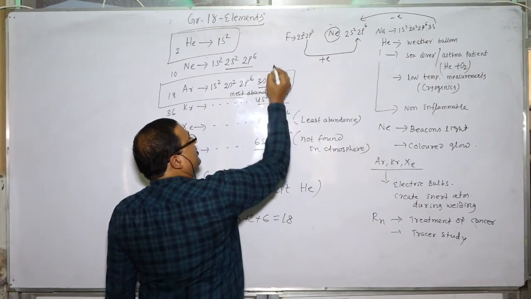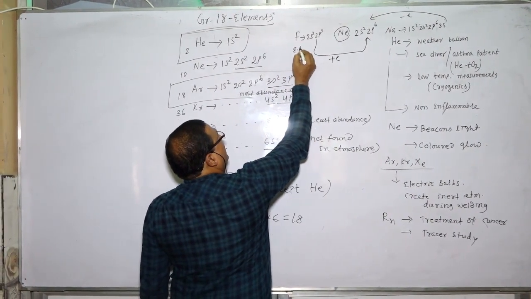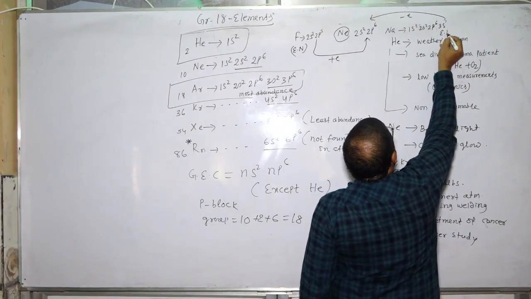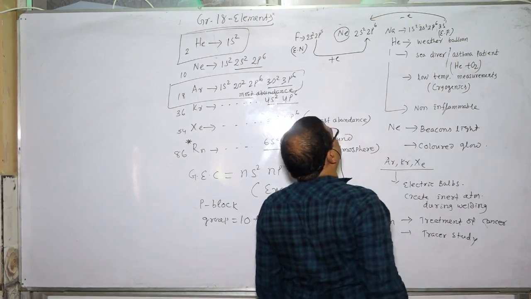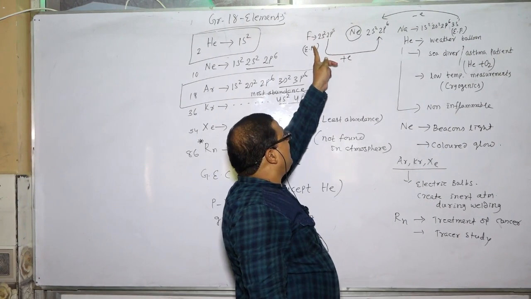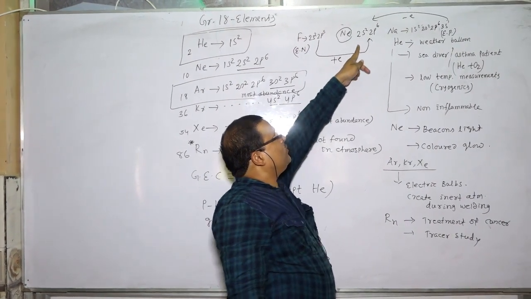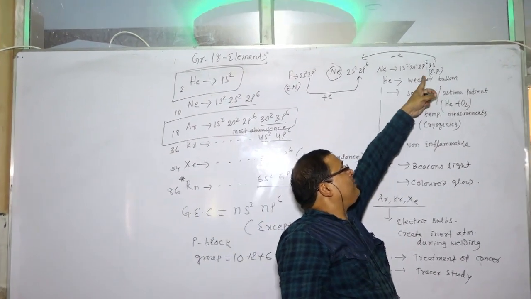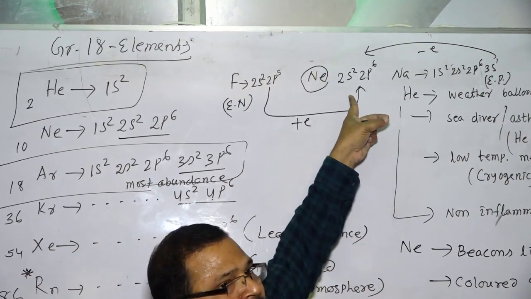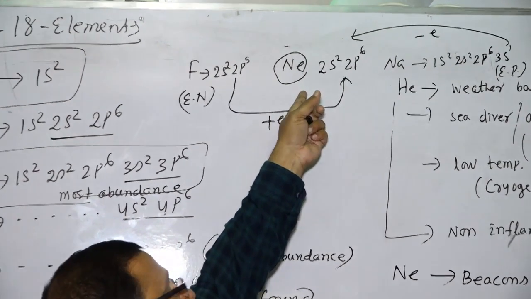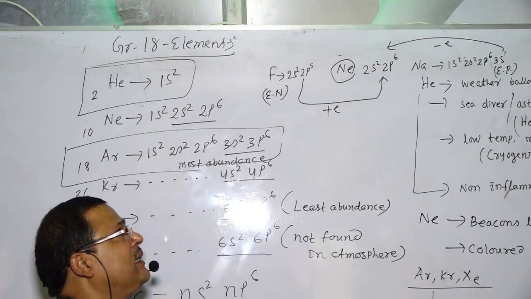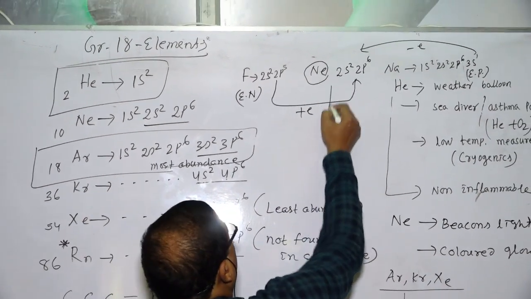So these are the electronegative group. These are the electropositive group. So this group of elements has the ability to gain one electron to have that octet. This group of elements has the ability to lose one electron to have that octet. Therefore, this group of elements has no ability to lose, no ability to gain. Therefore, these are the inert group.